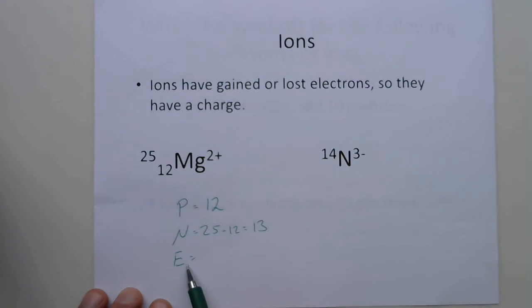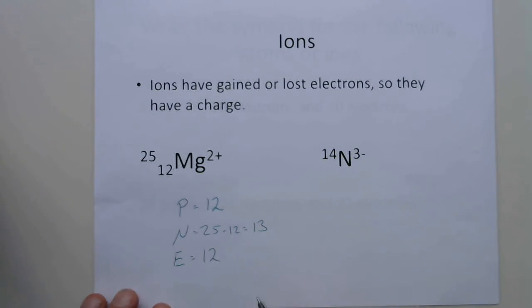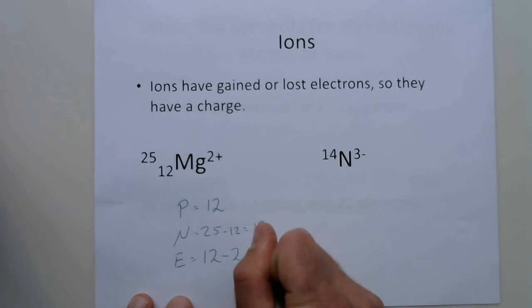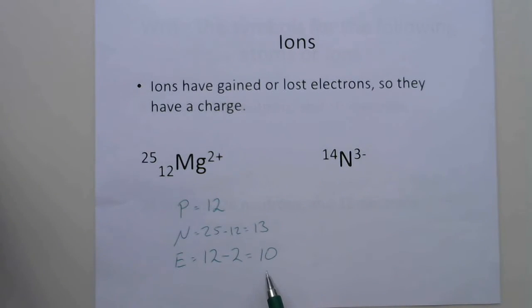And then electrons. Here's where the charge comes in. We're going to take the number of protons, which was 12. It would be equal to that if it didn't have a charge. But we do have a charge, so we're going to subtract 2. This one's lost 2 electrons. It has only 10 electrons. So it has 10 electrons, each with a -1 charge. It has 12 protons, each with a +1 charge. And since it has 2 more positive charges than negative charges, that's where it gets the overall charge of +2. Again, the protons are never gained or lost. It's just the electrons that are going to change to give you the charge.